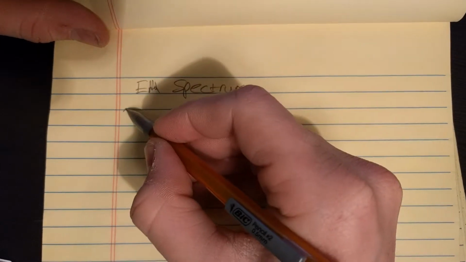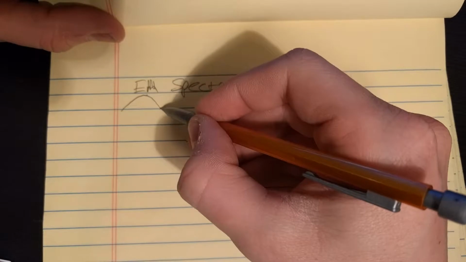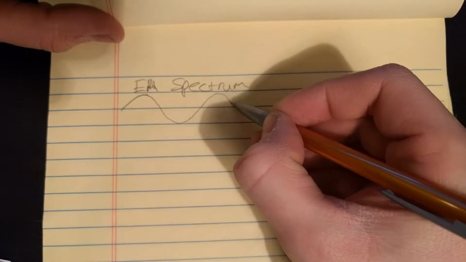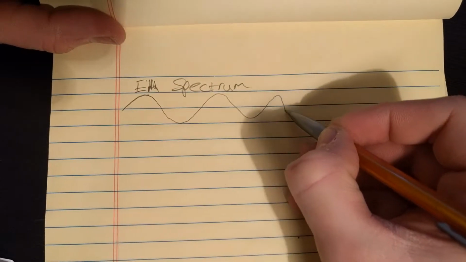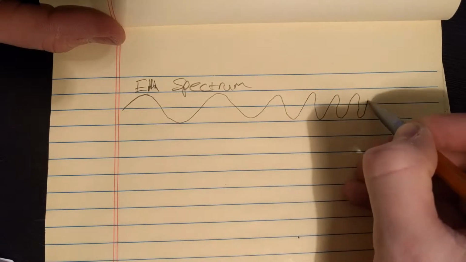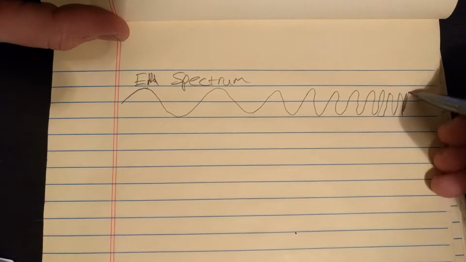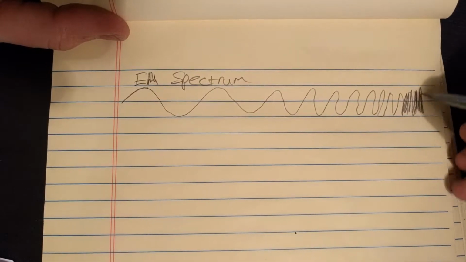So you can have long wavelength. Long wavelengths. And you can get short ones, and shorter, and shorter, and shorter. And, you know, they're really close right there.